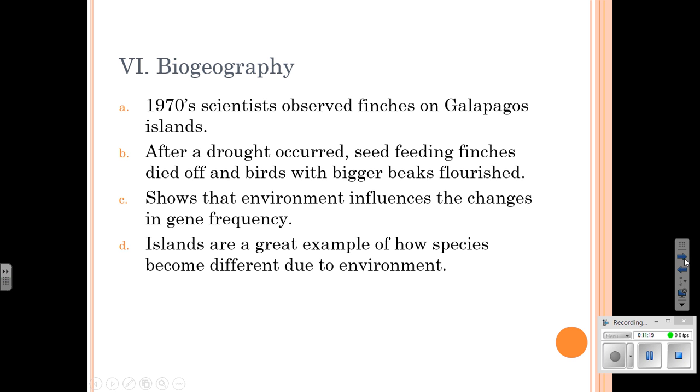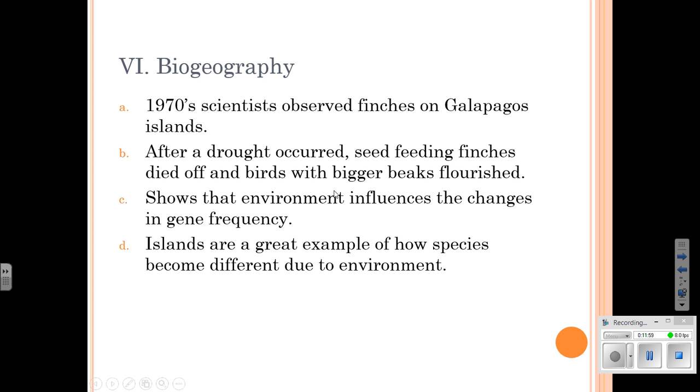The sixth evidence is called biogeography. What this means is literally we're watching organisms and how they adapt to their different environments. Back in the 70s, scientists went back to the Galapagos Islands where Darwin had studied all the finches. And they watched a bunch of these finches change after a drought had occurred on the islands. What happened was some of those bigger beaks ended up flourishing because they were able to get at the food a little bit better than some of those smaller beaked finches that really couldn't get into the seeds or break it open.